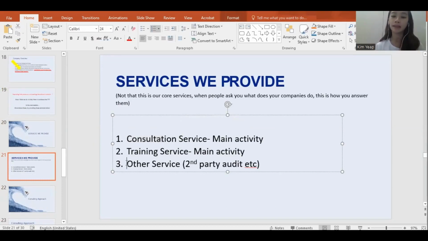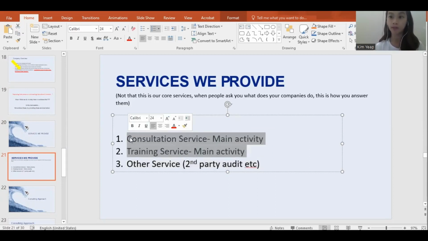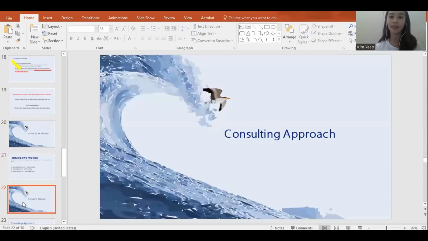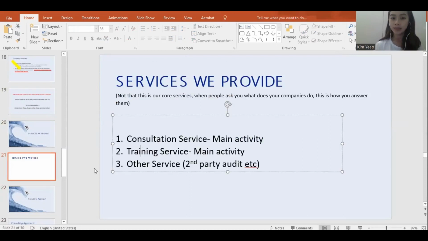There is actually another service as well, which I will not be covering today, because it is quite rare, but the others happen a lot. Note that these are our core services. So now when your friends and family ask you, hey, what does your company do? Now you know how to answer them, right? Consultation.